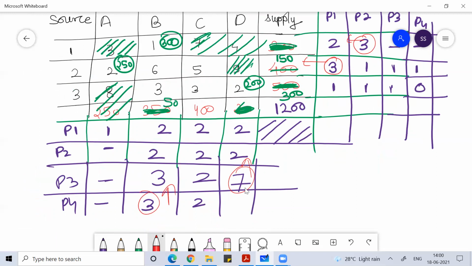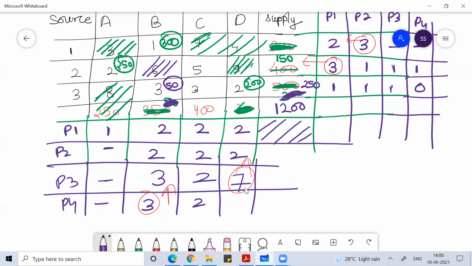So the smallest element there is 3. How much can you put? This left is 300. 300 is left. And this is 50. So how much can you put? 50. This is done. Nothing more can be done. This left will be 350. No, so this will be 250 left.